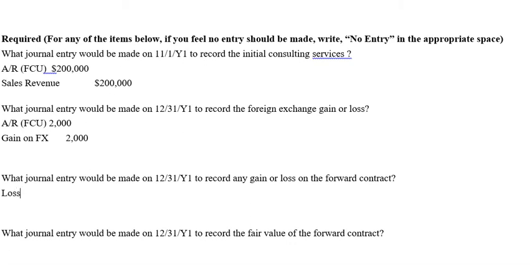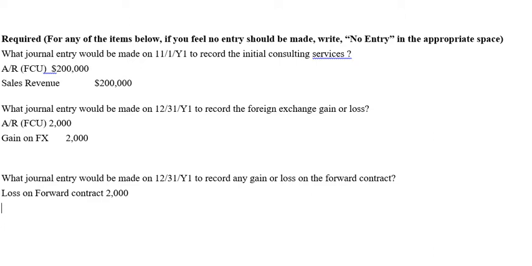So I'm going to have a loss on forward contract, same exact amount, 2,000, and I'm not going to credit my AR. What am I going to credit? My AOCI. It's not going to hit my income statement, it's going to hit my balance sheet. 2,000 AOCI.